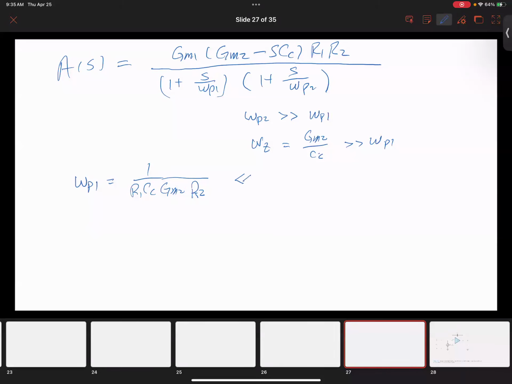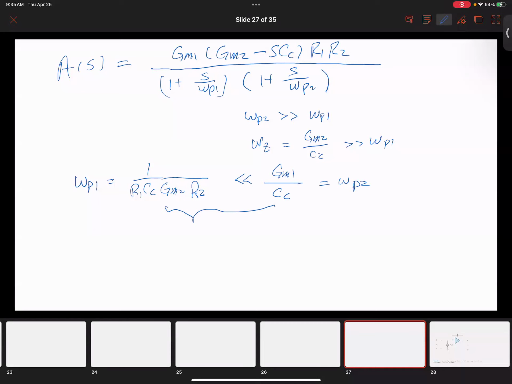Has to be much smaller than WP2. And for WP2, the equation was GM1 divided by CC. Again, this is the final approximation. This is WP2, so this is one equation. By combining this equation, you can find the relation between GM1 and GM2 and so on.